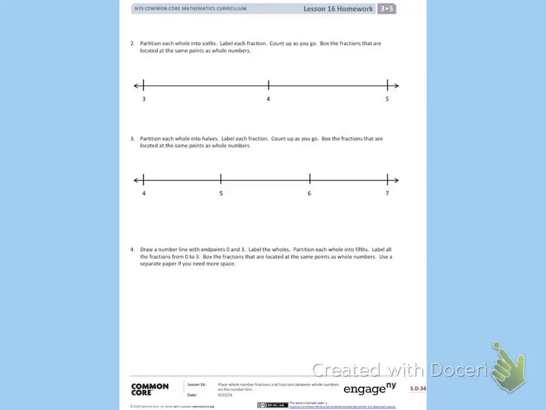Module 5 Lesson 16's objective is to place whole number fractions and unit fractions between whole numbers on the number line. Item 2. Partition each whole into sixths. Label each fraction. Count up as you go. Box the fractions that are located at the same points as whole numbers.